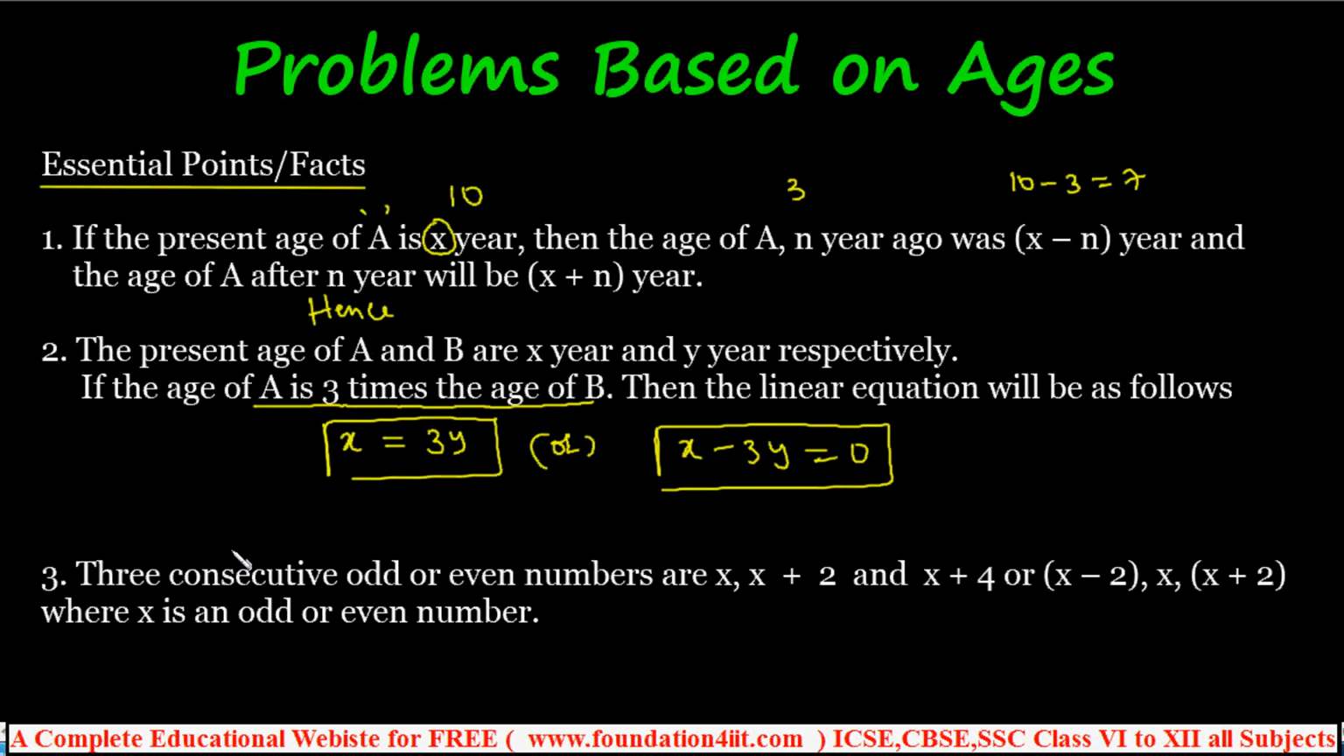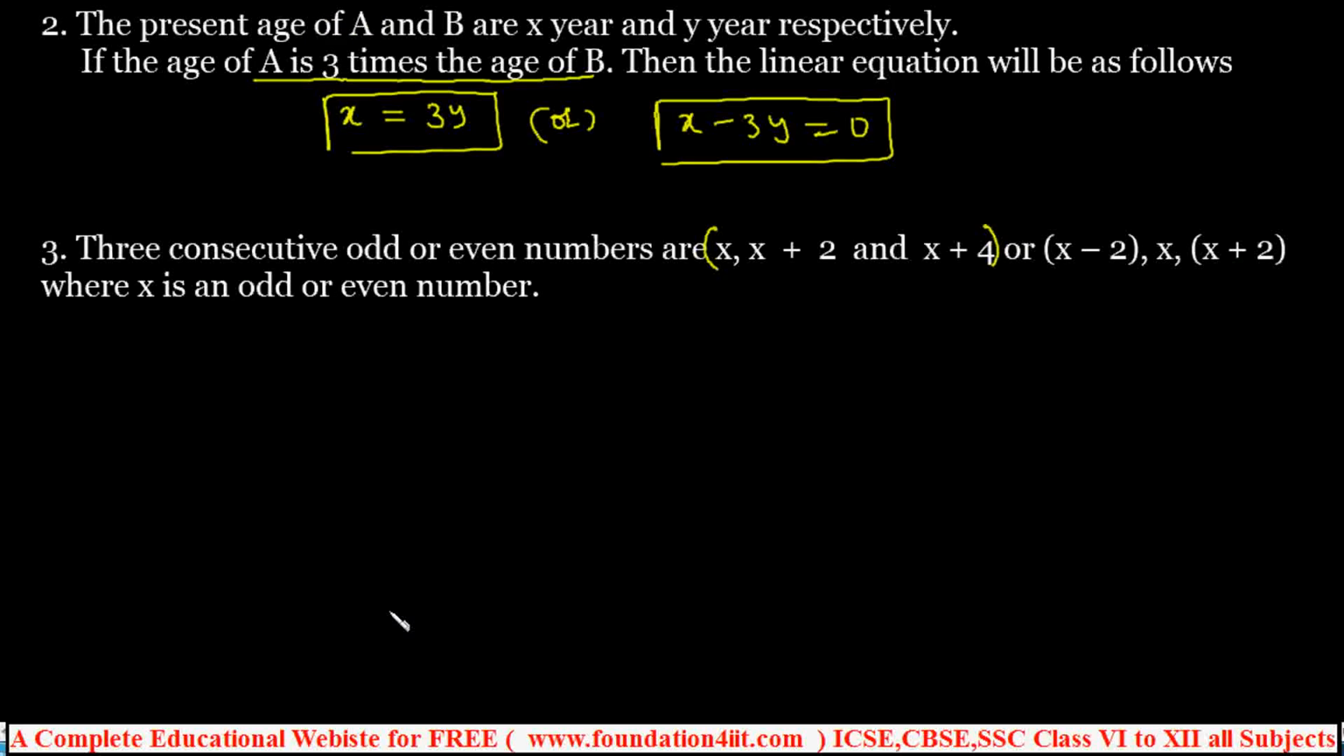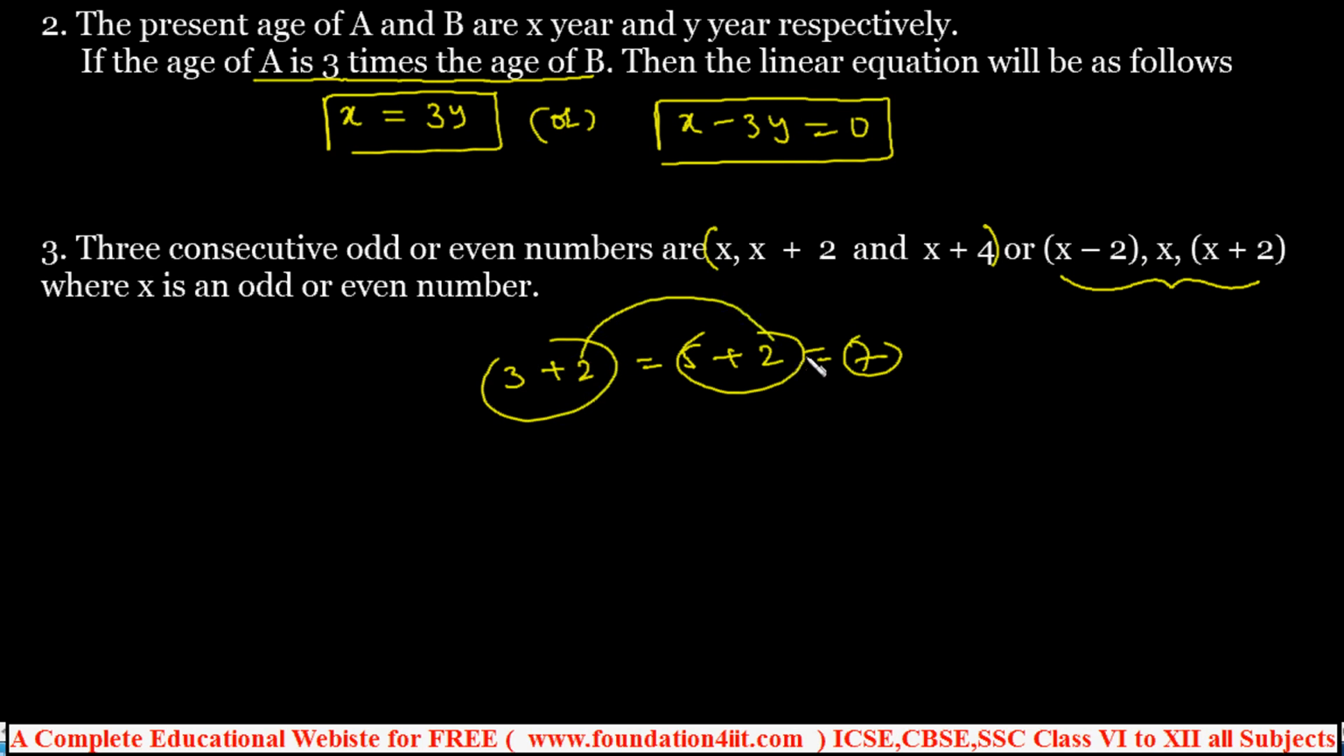And the next one, 3 consecutive odd or even numbers: x, x plus 2 and x plus 4. This is one set we can take, or x minus 2, x and x plus 2, where x is even or odd. Anything according to the requirement you can take. Sometimes to find only a single value you can take this directly. Even or odd, just add 2. If 3 is a number, the next odd number is plus 2, that is 5. Next again plus 2, 7. In this way, by adding 2 it will come.